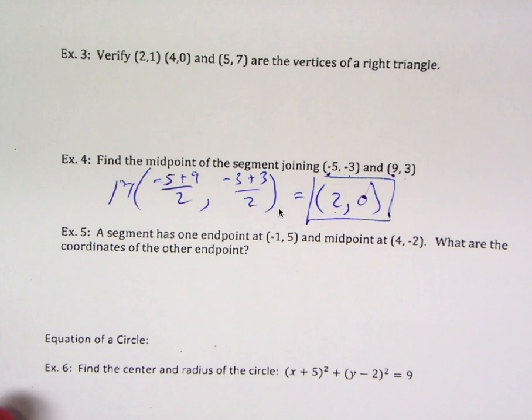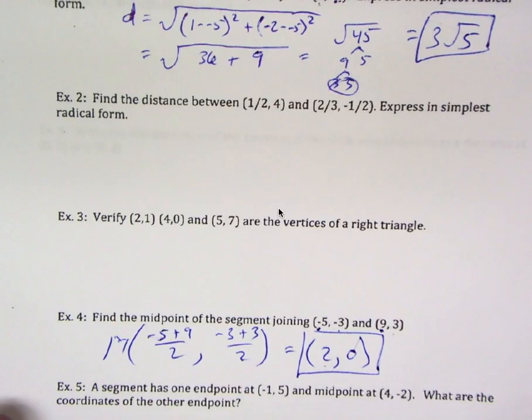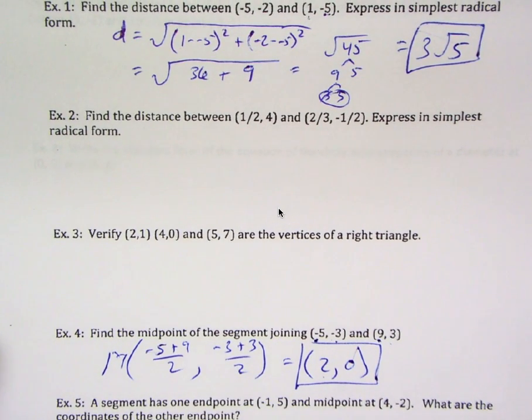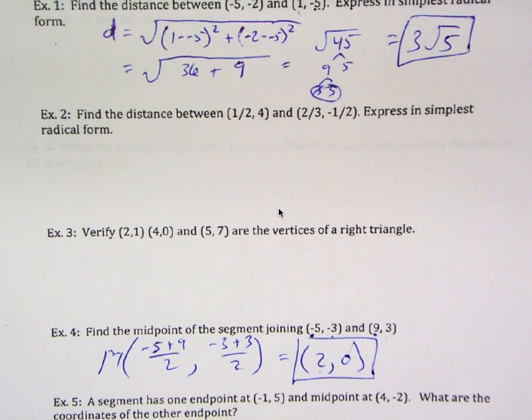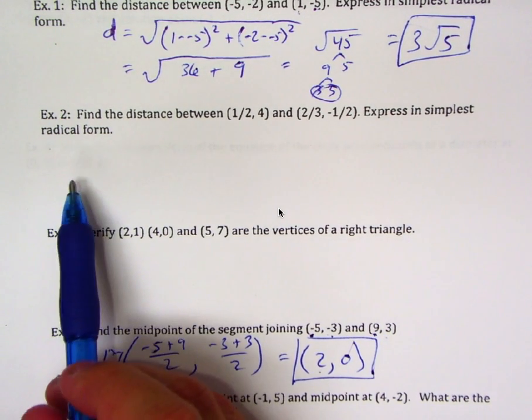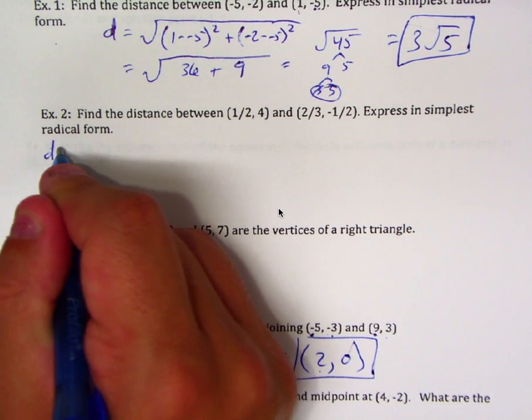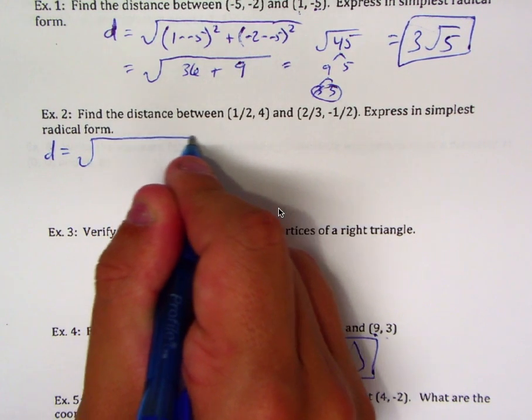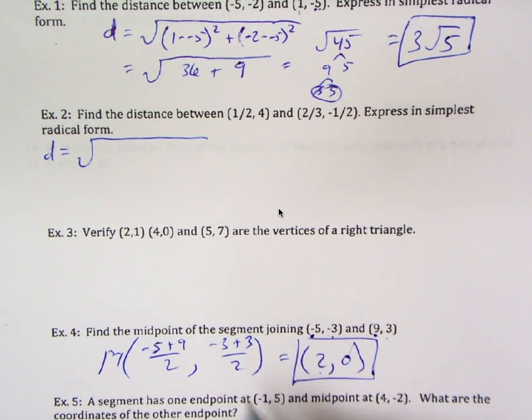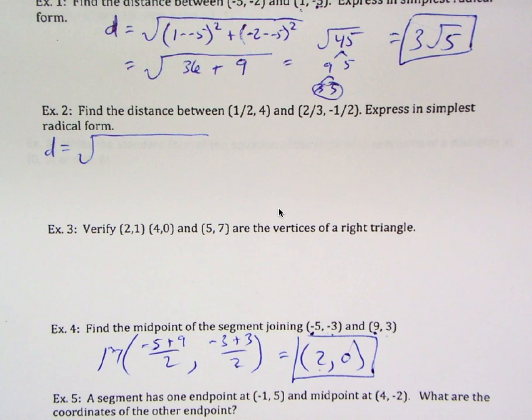All right. So let's just do a little more practice here. Example 2. Find the distance between 1/2, comma 4, and 2/3, comma -1/2. So we're just going to use the distance formula, but now we just have some fractions to deal with. And that's fine. I mean, fractions are no big deal. So we have d equals square root of. We're going to do x2 minus x1 squared. So I always like to do the biggest minus the smallest to get a positive value.